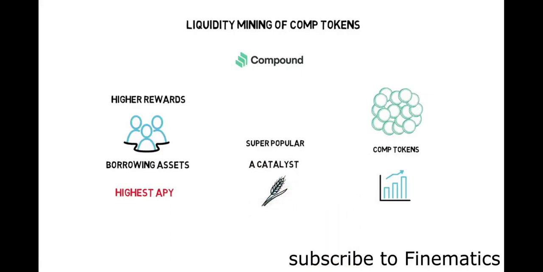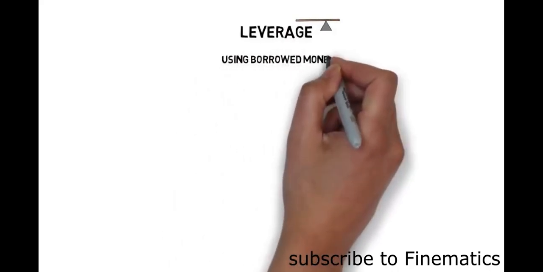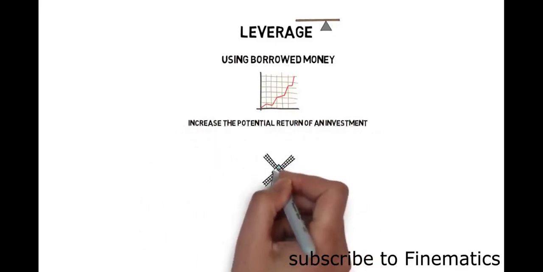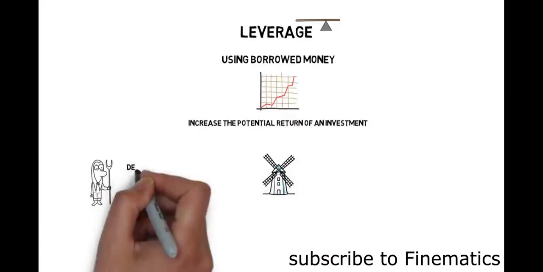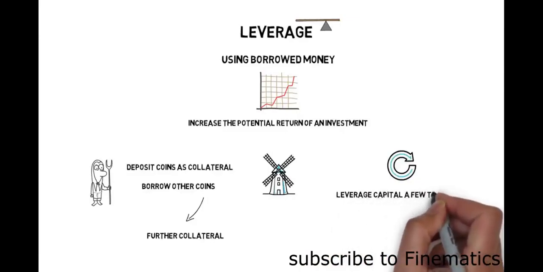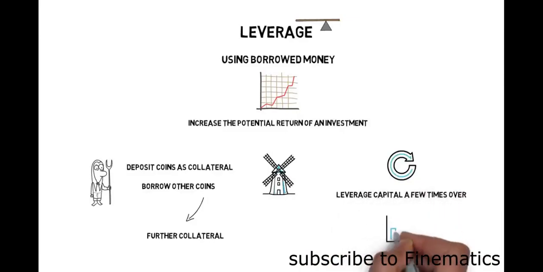Besides liquidity mining, leverage is another element that makes ultra-high returns possible. Leverage is a strategy of using borrowed money to increase the potential return of an investment. In our yield farming world, farmers can deposit their coins as collateral to one of the lending protocols and borrow other coins. Now, they can use the borrowed coins as further collateral and borrow even more coins. By repeating the whole procedure, farmers can leverage their initial capital a few times over and start generating even greater returns on their initial capital.